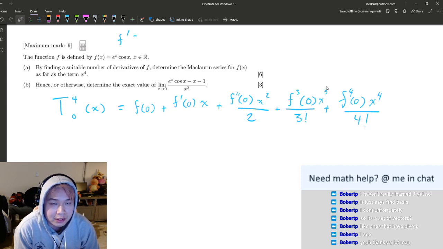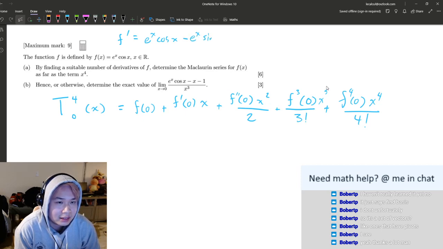So first derivative is going to be, oh man, you got to use a bunch of product rules. Why do they do this? So this is e to the x cosine x minus e to the x sine x. Okay.